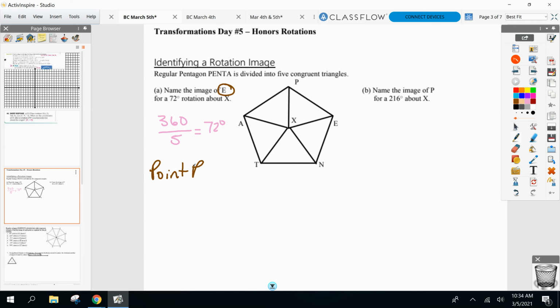Ooh, part B now. I didn't do 72 again. I did 216. Is that going to be an issue if I go 216? Why is that not going to be an issue for me, Kyle? It's divisible by 72. Yeah. If you take 216 and divide it by 72, you end up with 3 rotations. Right? 72 and 72 would be 144, plus another 72 gives me that 216. So now, going from point P, it looks like I'm going to do 3 rotations from point P.